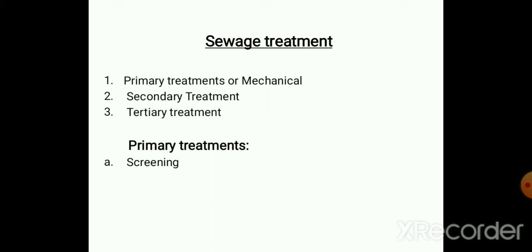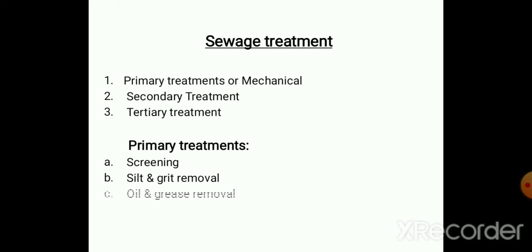Okay, so the next method is silt and grit removal. In this method, this is done by passing the sewage through grit chambers where we can reduce the velocity of the sewage, and silt and grit being heavier, they settle down at the bottom. By this method we can remove the silt and grit in this case.